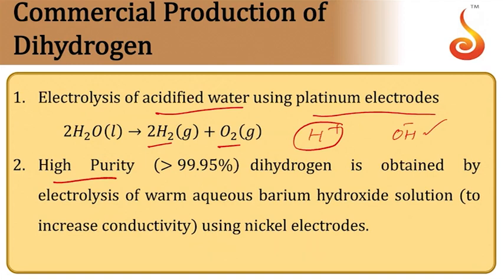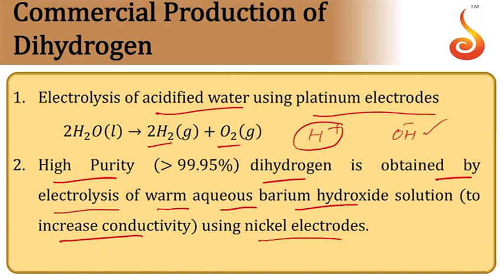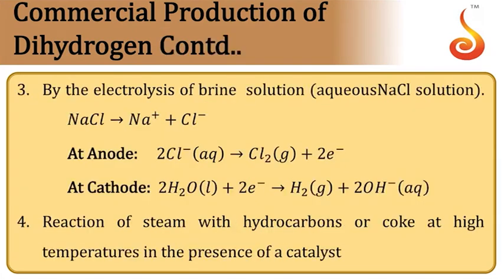High purity dihydrogen gas is obtained by electrolysis of warm aqueous barium hydroxide solution. It is a warm aqueous solution to increase the conductivity. Using nickel electrodes, we get high purity dihydrogen gas by electrolysis of warm aqueous barium hydroxide. Reactions will be similar in nature.